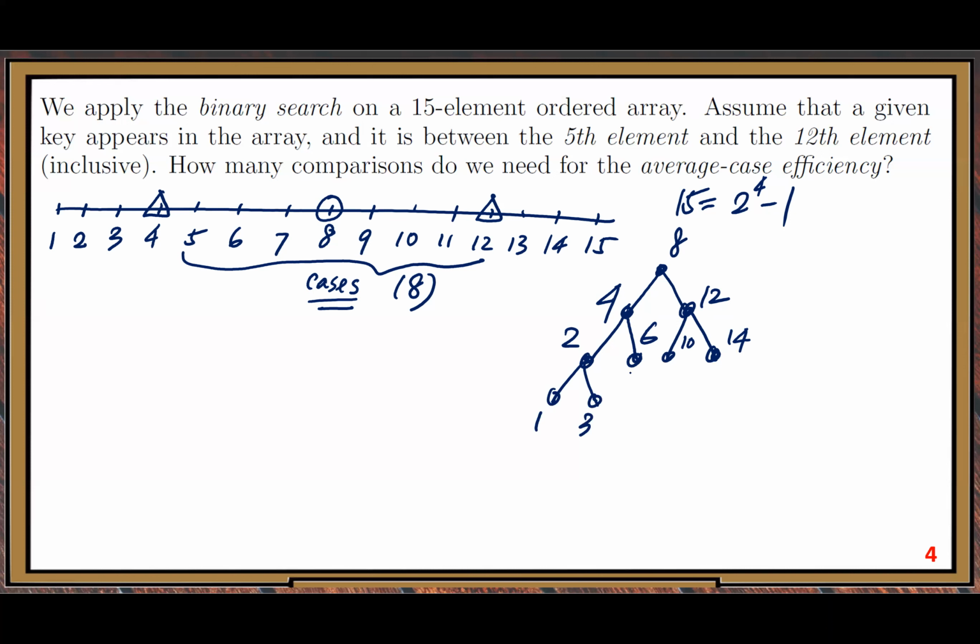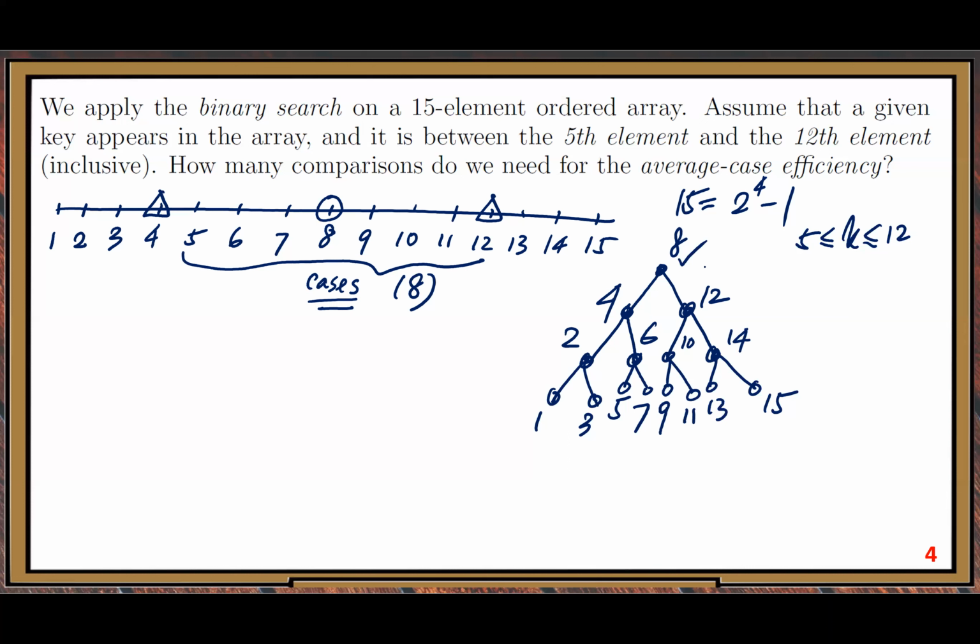Then 1, 3, 5, 7, 9, 11, 13, 15. All right. These are the cases we need to consider: K between 5 and 12.